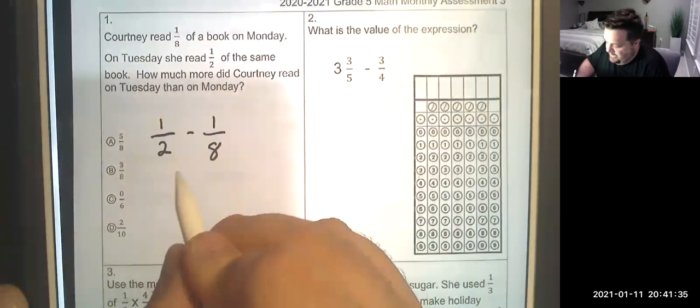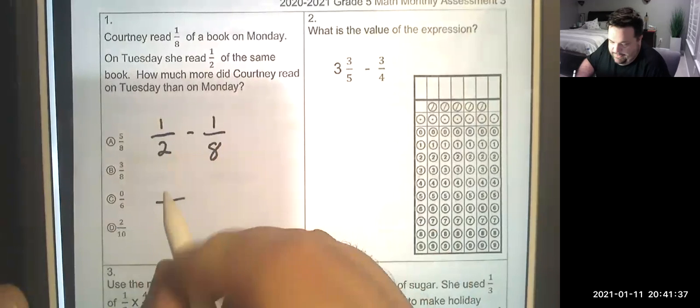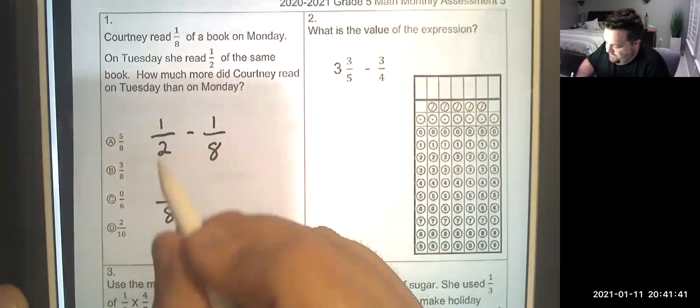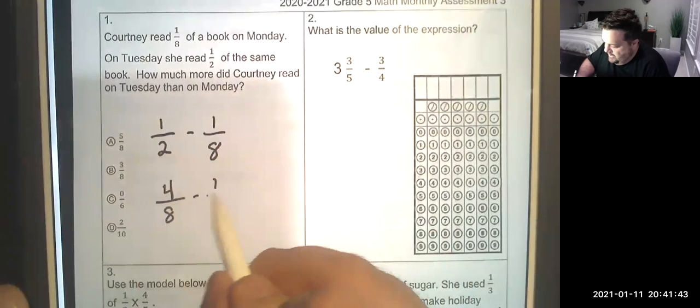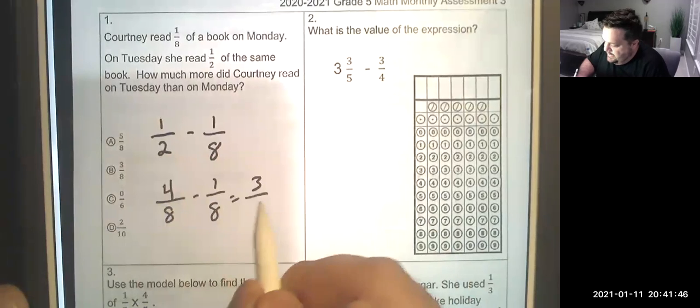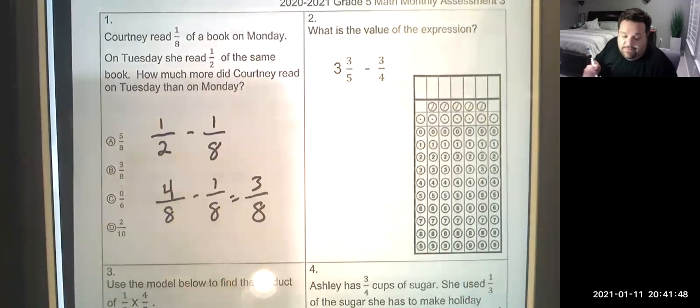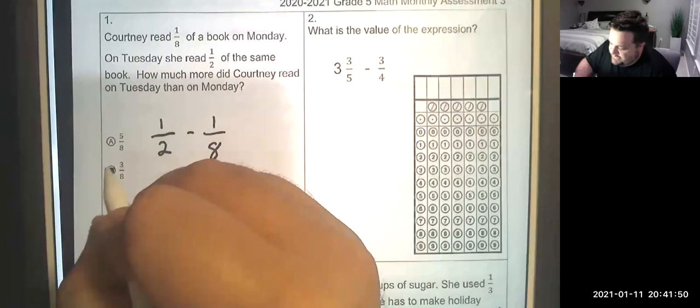So you have to subtract what she read on Monday, right? So you got to find your common denominator, which is 8. Multiply that by the 1. 2 goes into the 8 4 times 1. Subtract the 1/8. And she read 3/8 more. That's your answer. That's how easy that one is.